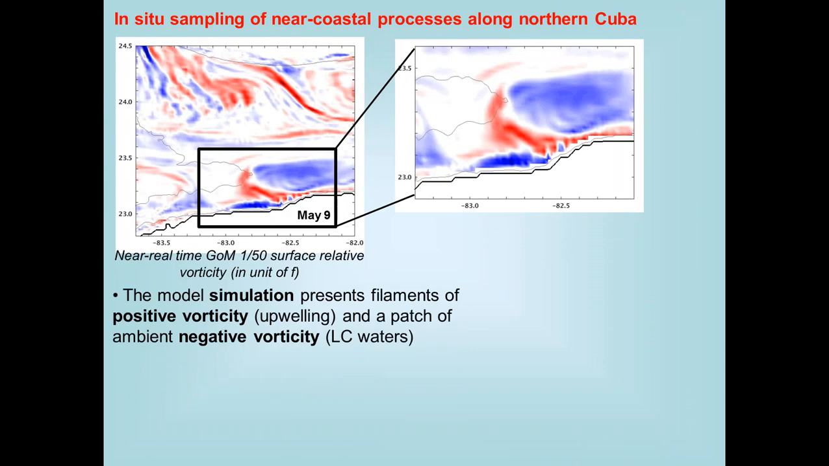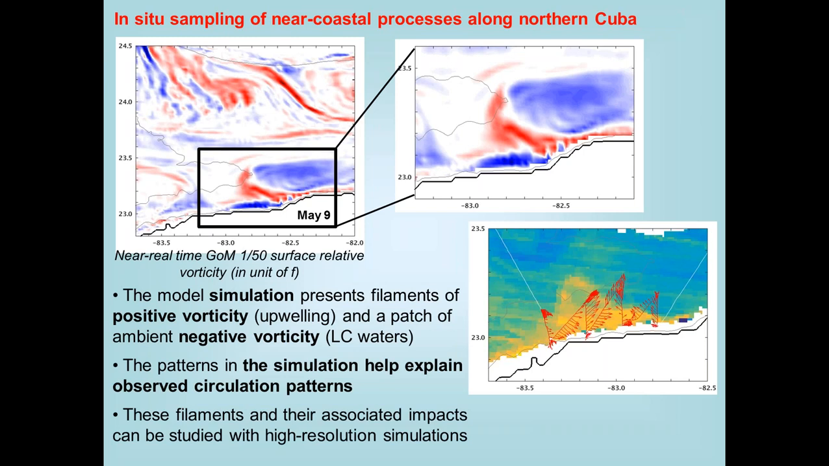So we were able to use our model to try to understand these processes. This is again a snapshot of surface relative vorticity in the same area, and we see the presence of a filament of cyclonic vorticity really close to a patch of anticyclonic vorticity to the right. By the shape and by the size, it's really similar to the features that we encountered while we were sampling there.